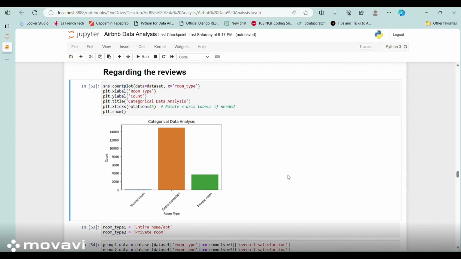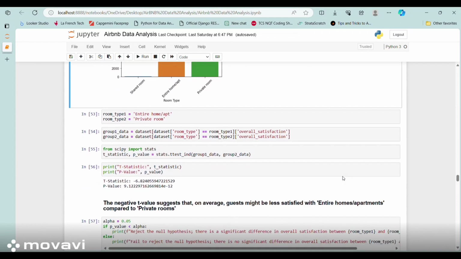In our Airbnb data analysis project, we have conducted a t-test to compare the overall satisfaction ratings between two different room types, entire home apartment and private room. So we start by defining our two groups for comparison, and these are the common room types on Airbnb.